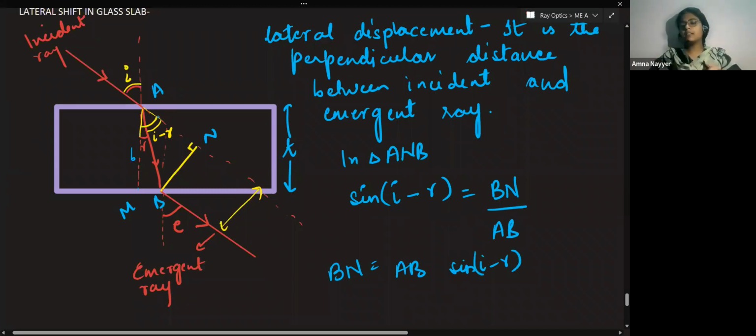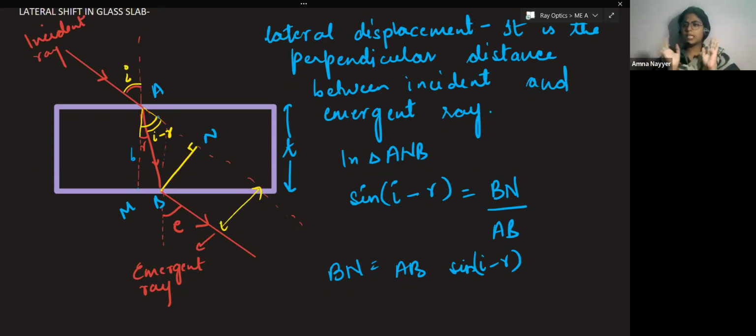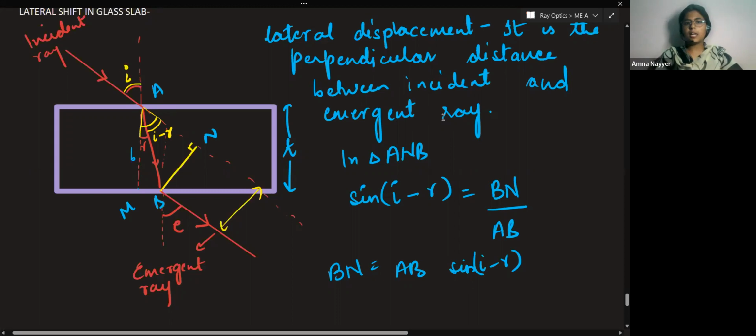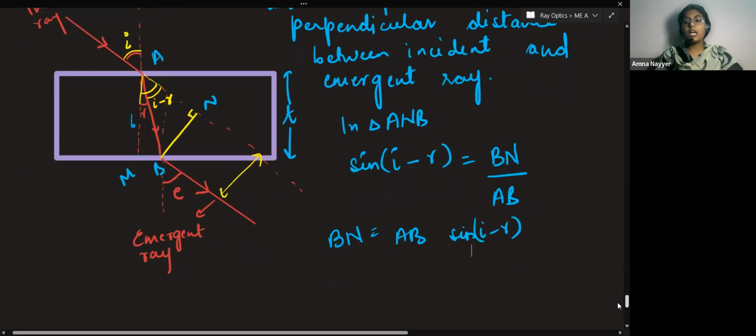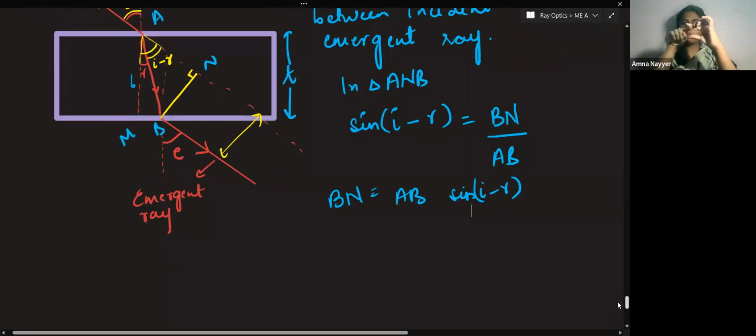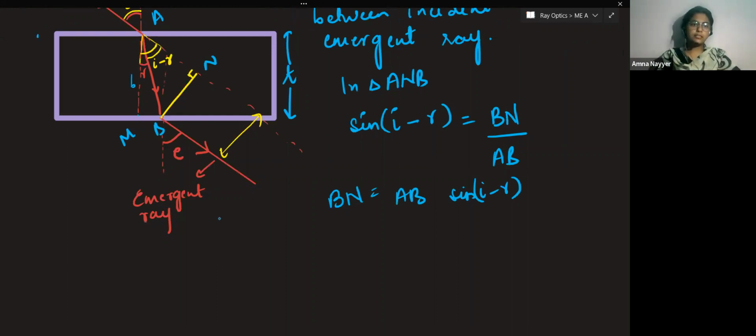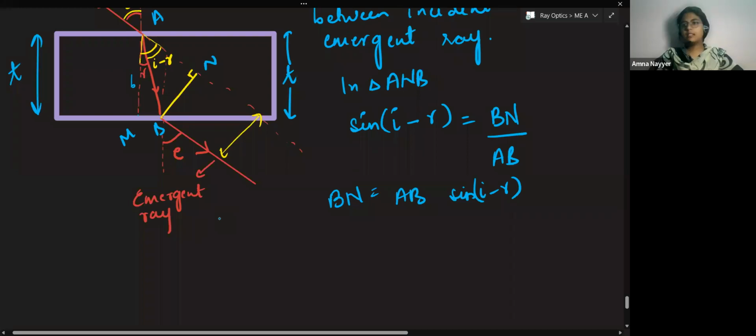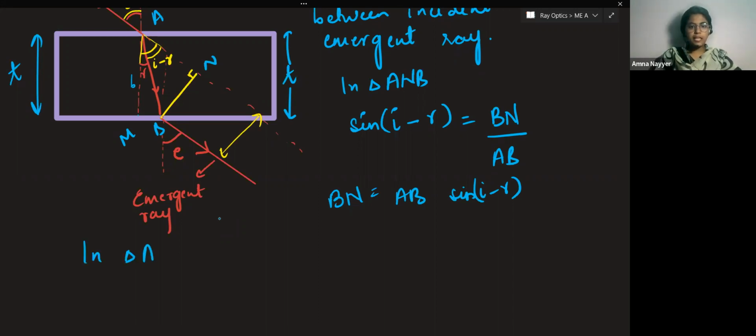Now I cannot keep my answer or the formula in terms of AB. What is AB? AB was just for our derivation purpose. It is nothing standardized. So, in order to find AB, let's use this triangle, triangle AMB. One more thing: the thickness of the slab that I have taken here is small t. This is the thickness of the slab, how thick the slab is.